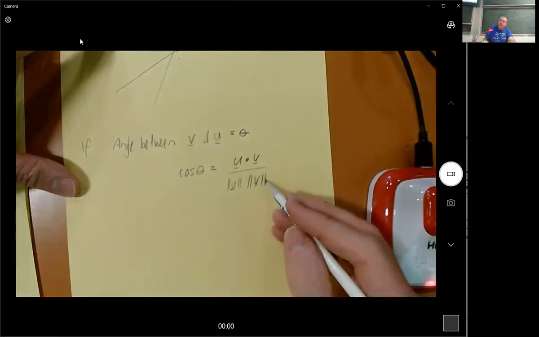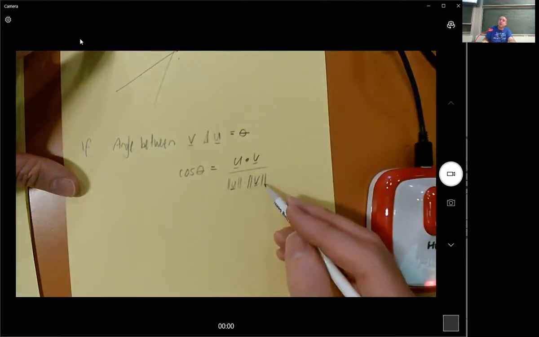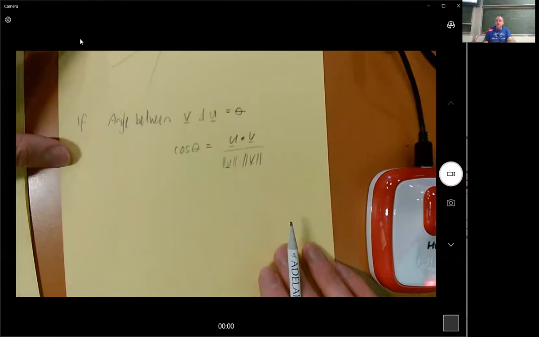Does your lecturer use a double line for length, like double lines? Yeah.